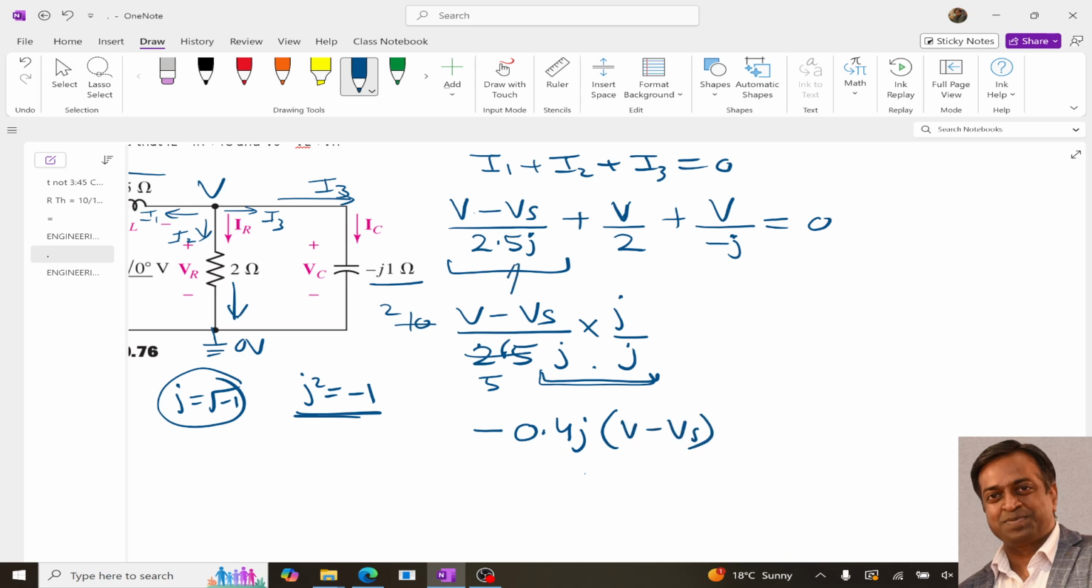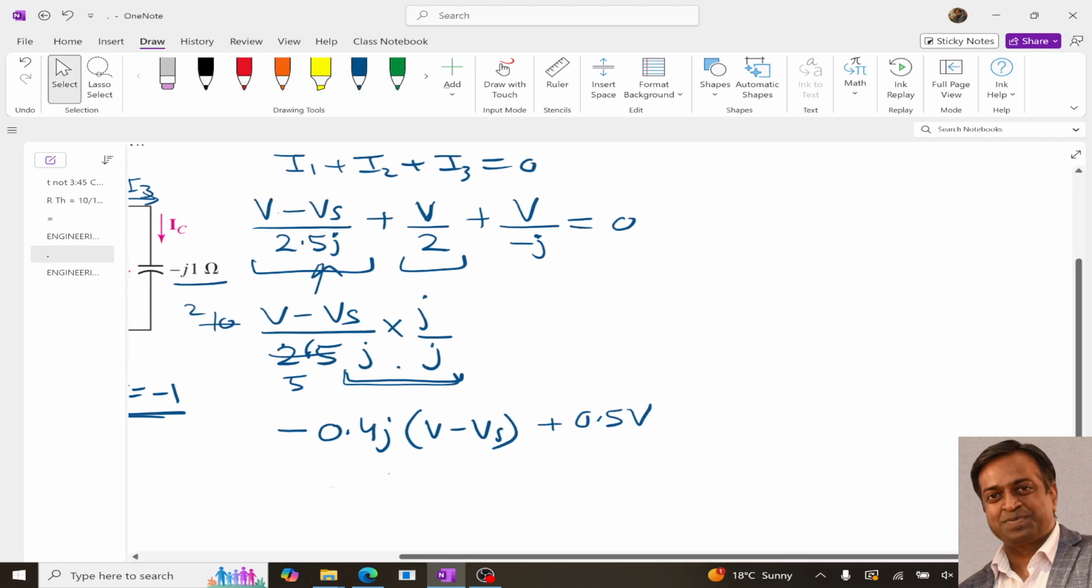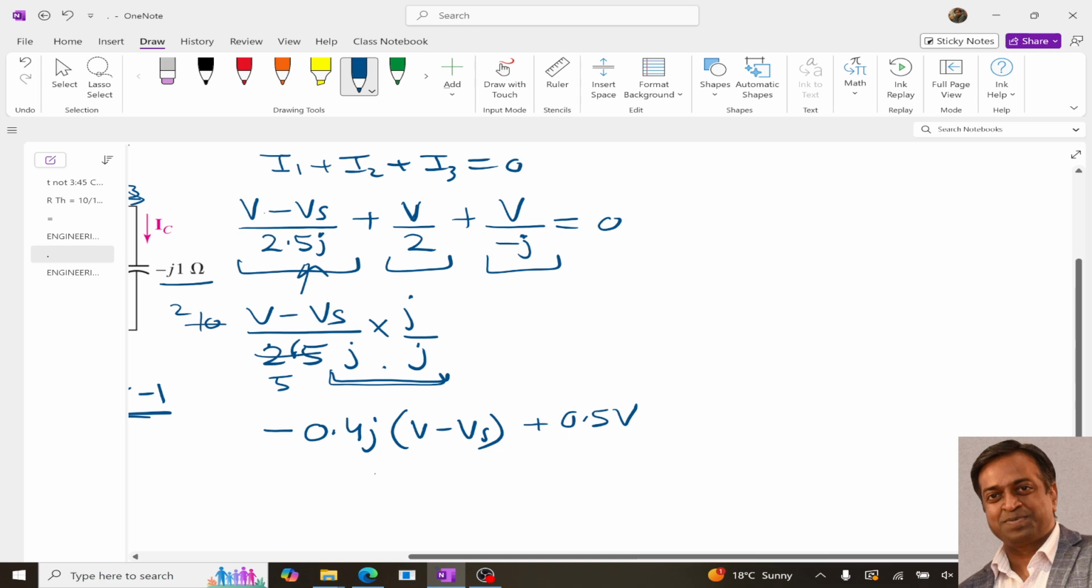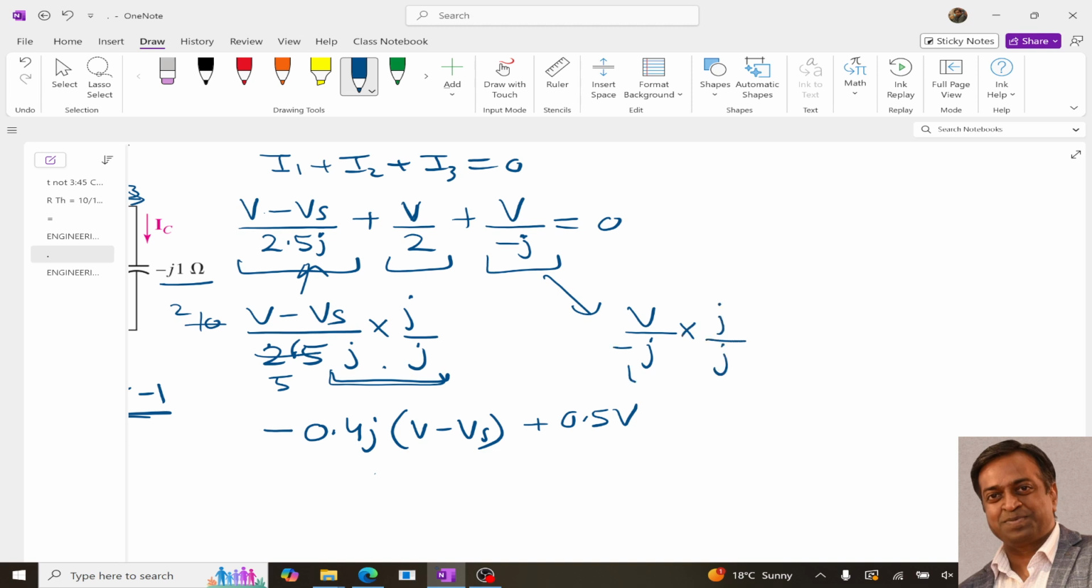So the first term can be written like this. The second term is V by 2, so simply we can write it as 0.5V. And the third term is V upon minus j. Again, for this V upon minus j, we can divide and multiply it with j. Now j square will be minus 1, multiplied by this minus it will be plus, so we will simply get jV, so we get jV equals 0. So from the first equation we get this second equation.